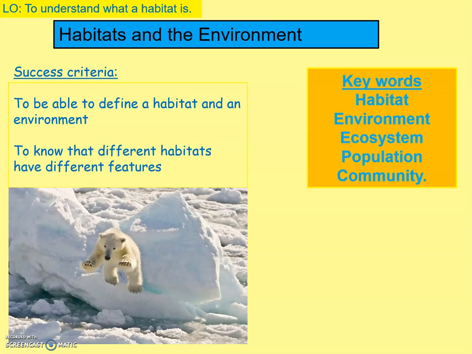Okay. So today's learning objective is to what? Understand what a habitat is. So at the end of this lesson, we should be able to define a habitat and an environment, and also to know that different habitats have different features. Today's keywords are habitat, environment, ecosystem, population, and community.